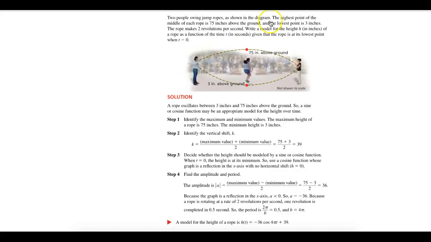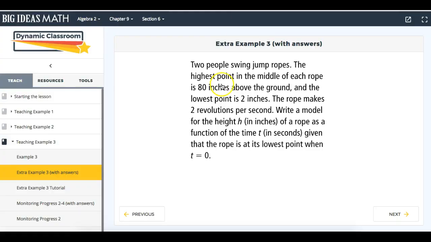All right, so what I want you guys to do now is, you've got a very similar problem. Two people swing jump ropes. The highest point in the middle of each rope is 80 inches above the ground, and the lowest point is 2 inches. The rope makes 2 revolutions per second, so that's the frequency. And remember that frequency is just equal to 1 over the period. Okay, so you're going to use that to solve for your b value. I want to write a model for the height of a rope as a function of time, given that the rope is at its lowest point when t equals 0.